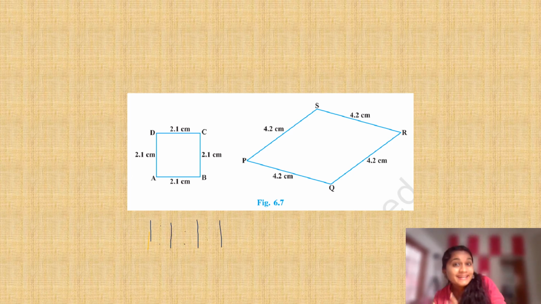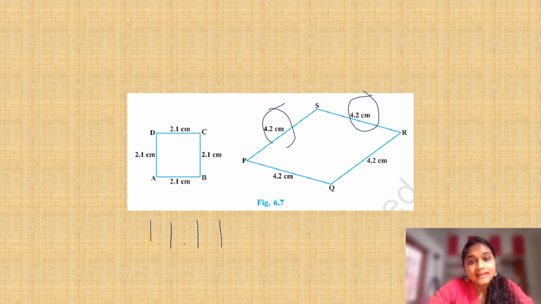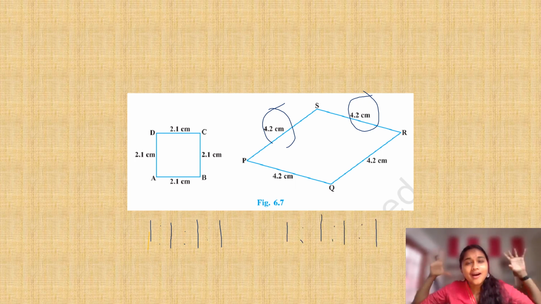If you take the right hand side figure, it looks like a quadrilateral with four equal sides again. All of them are 4.2 centimeters, right? Which means again all sides are equal, and the ratio of the sides again on the right side figure is 1 is to 1 is to 1 is to 1. Now are these two similar?